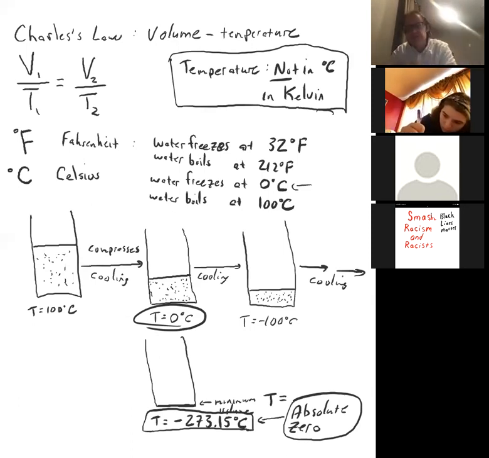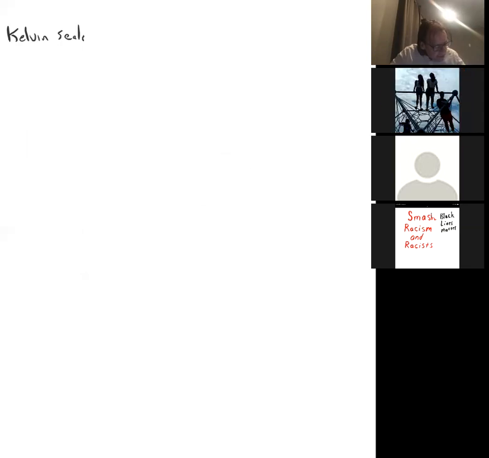The real zero is actually at -273.15. Sometimes it's rounded to just -273. Okay, so if you need 3 sig figs, -273 is fine. If you need 5 sig figs, -273.15 is fine, okay? So that's called absolute zero. And so what we do is we use that -273.15 in a particular way. We use what's called a Kelvin scale, which is called the absolute scale.